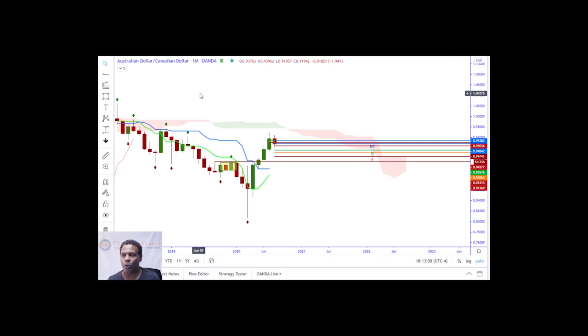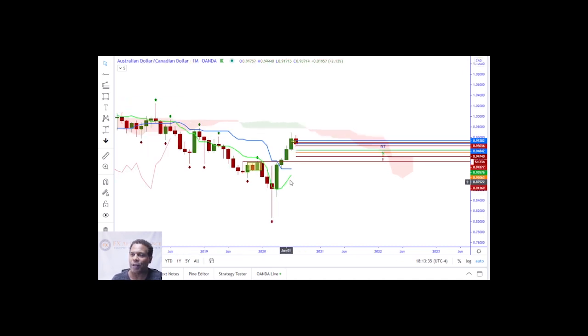I'm using Ichimoku. Not going to go deep into the theory stuff, just basic Ichimoku, because we see some market structure going on here in a lot of these markets, and we want to be able to get some of these trade opportunities. So I'm looking at the monthly time frame with the Aussie CAD. I want to break this down to a lower time frame where I'm going to get into a trade, basically getting in on a daily time frame.